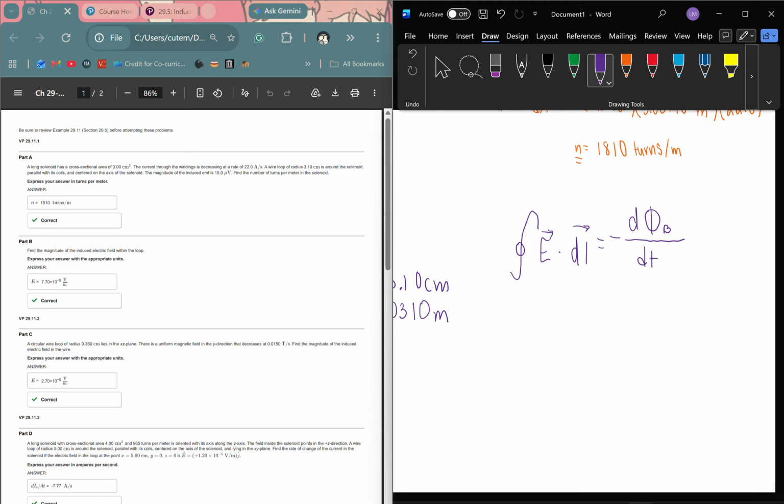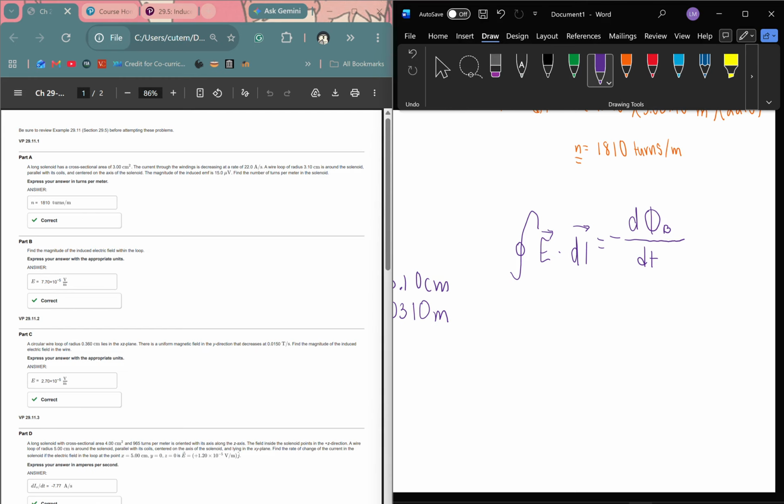Let me explain. This is the closed line integral around the loop. This is the electric field, and we're multiplying it by dl. I believe this is dl, a small piece of the loop. And this is the rate of change of the magnetic flux.